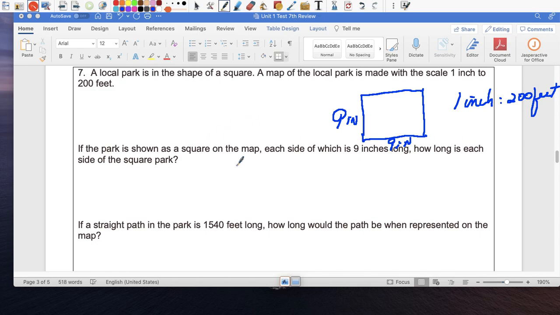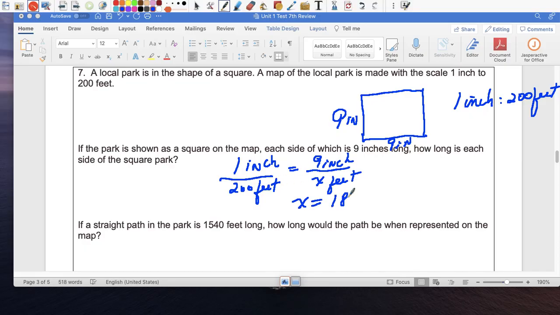Okay, so let's use our scale. 1 inch is to 200 feet. We can set up a proportion. So 9 inches would be how many feet? Right, so we cross multiply here. X times 1 is x. 9 times 200 is 1800 feet. So in actuality, one of the sides of that park is 1800 feet.